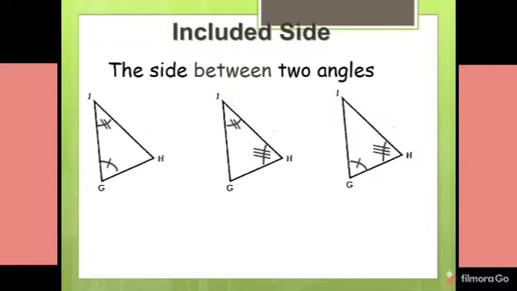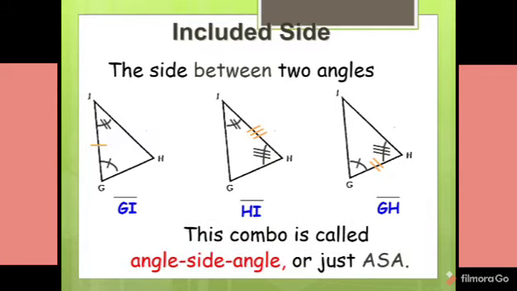Now, let's have the included side after we talk about included angle. What about included side? It's the side between two angles. Let's take a look at the first illustration. Triangle IGH. So you have there angle I and angle G. It says between two angles. So what is that? Yes, that is segment GI. How about this second illustration? Well, that is segment HI. In the third illustration, that would be segment GH. This combo is called angle side angle, or just say ASA.